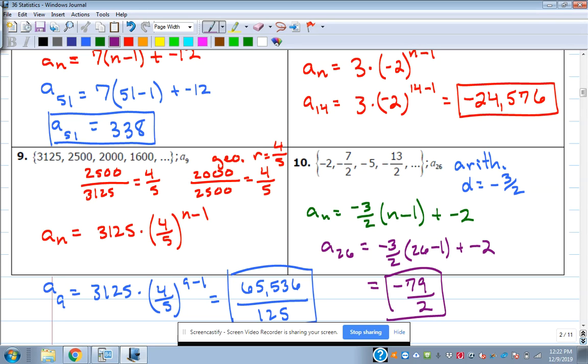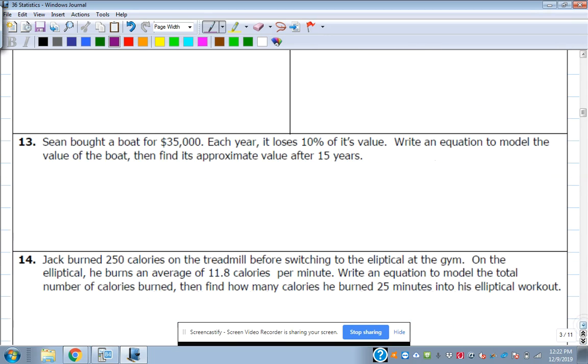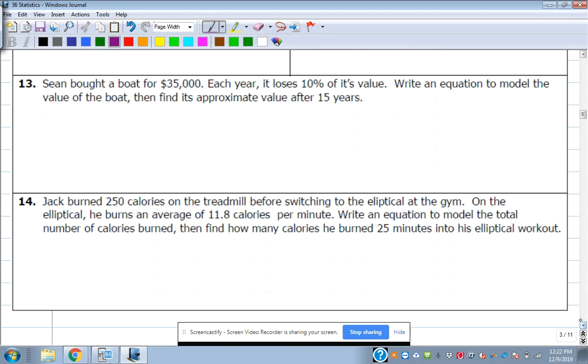All right. Let's skip to 13. Get into the couple of word problems that deal with this. So, Sean bought a boat for $35,000. Each year, it loses 10% of its value. Write the equation that models the value of the boat, then find its approximate value after 15 years.